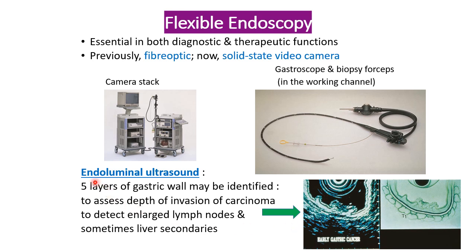Here, you also can have endoluminal ultrasound, or endoscopic ultrasound, where gastric cancers can be detected at a very early stage and can be staged. Five layers of the gastric wall may be identified, which I showed you just now. That's very important to assess the depth of invasion of carcinoma of the stomach and to detect enlarged lymph nodes, the N1 lymph nodes in the stomach.